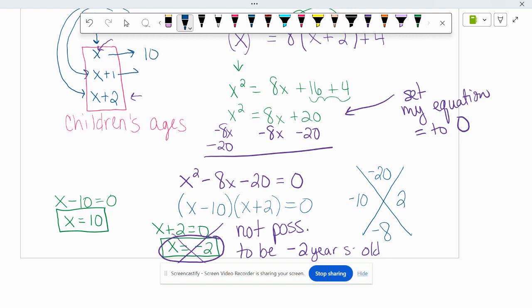So how old is the next sibling? Well, 10 plus 1, so the next sibling is 11. And how old is the oldest child, the x plus 2 sibling? Well, that child is 12. So the ages of the three children are 10, 11, and 12.